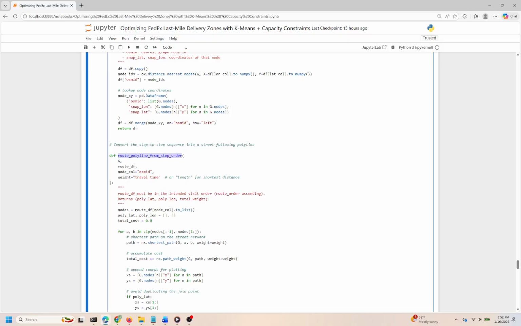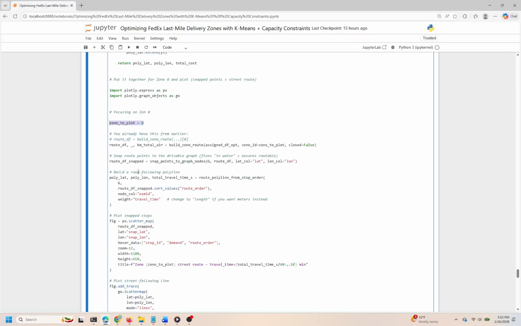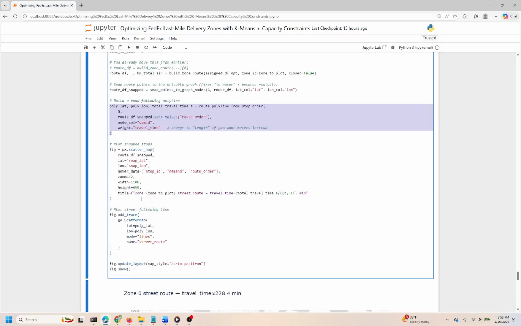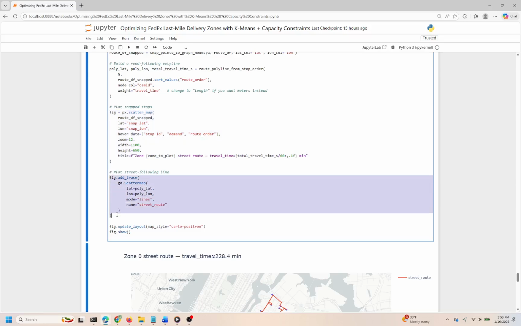Moving forward, we compile the results for a specific zone. In our current scenario, we're concentrating on Zone 0. We begin by snapping the route points to the network, ensuring they are fit for driving. The next step involves constructing a road-following polyline that outlines the actual path we'll take. Finally, we utilize Plotly to create an interactive map that showcases both the snapped stops and the street-following trajectory.